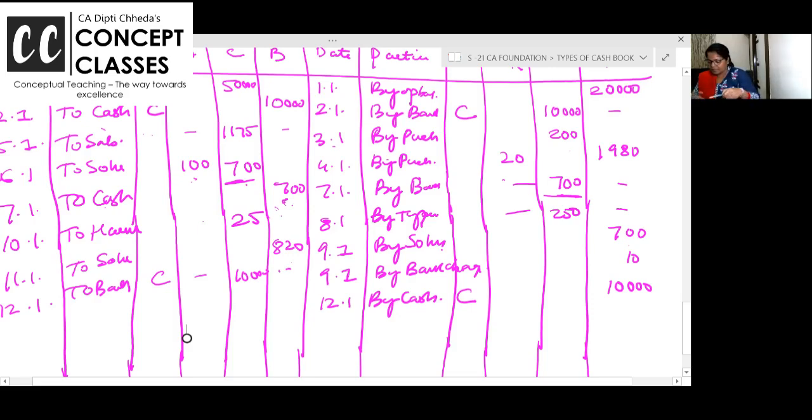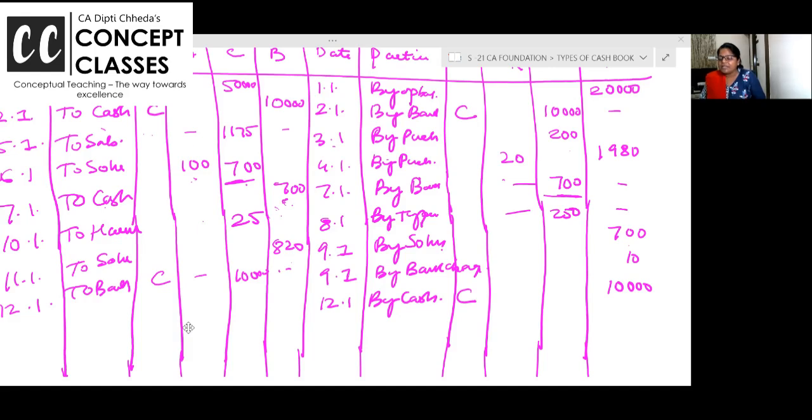Okay. All clear to all of you? Contra entry is clear. Money is withdrawn from the bank. So bank credit and cash debit. Chalo, next now.